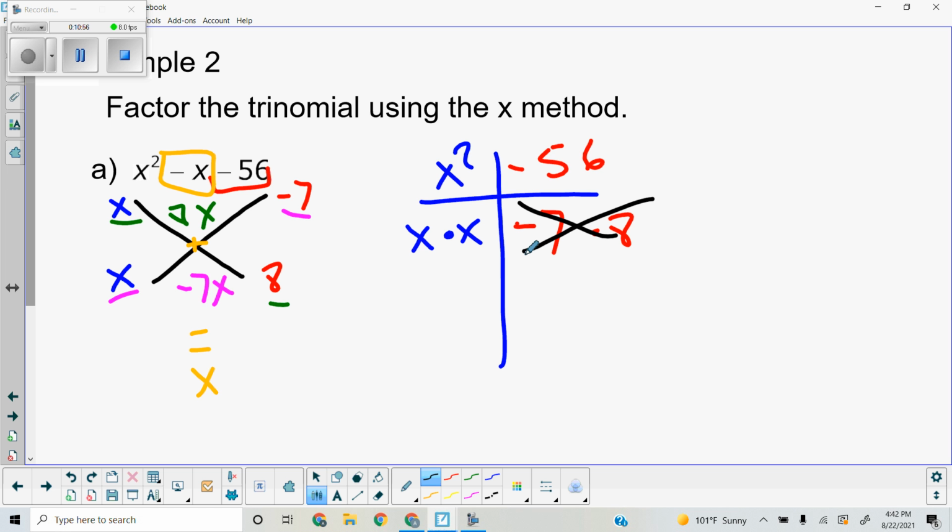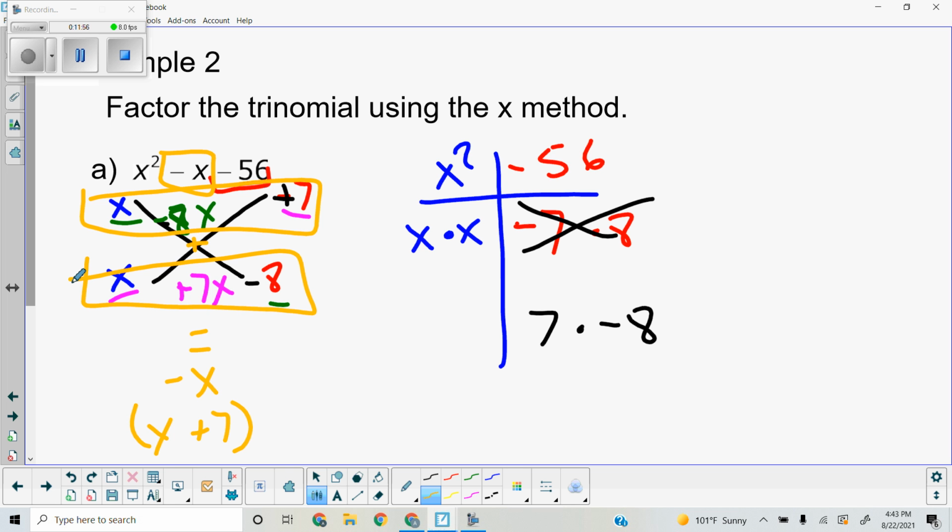So that pair didn't work. I'm going to try positive 7 times negative 8. So I'm going to change my signs now here. So we're going to make positive 7 and negative 8. So x times negative 8 is negative 8x, and then x times 7 is positive 7x, and negative 8x plus 7x gives us negative x. So that's my pairing. And remember, we group them across. So x plus 7 is one of our pairings, and then x minus 8 is our other one.